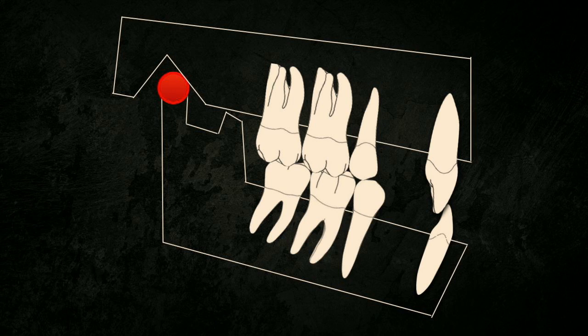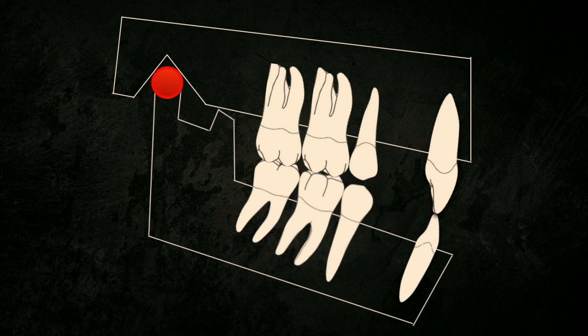Now the thing to understand is a lot of times class 3s, the mandible is actually forward. This is what we call a pseudo class 3, where when you put them in centric relation, the mandible goes back and it's really more of an edge to edge.